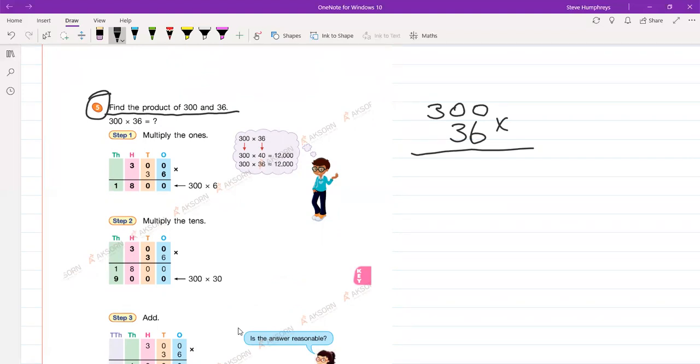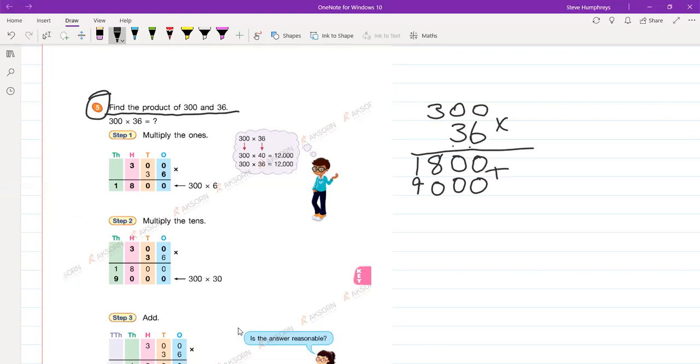6 times 0 is 0. 6 times 0 is 0. 6 times 3 is 18. Remember, put your 0 first before you multiply by the tens column. 3 times 0 is 0. 3 times 0 is 0. 3 times 3 is 9.